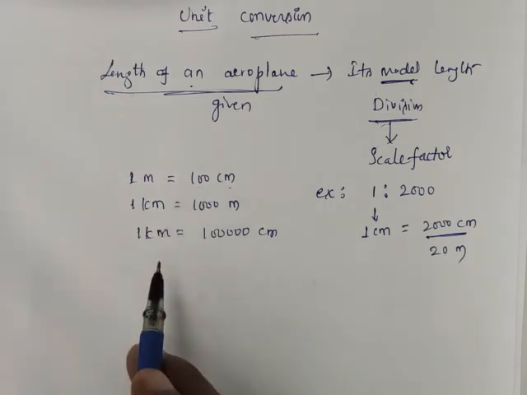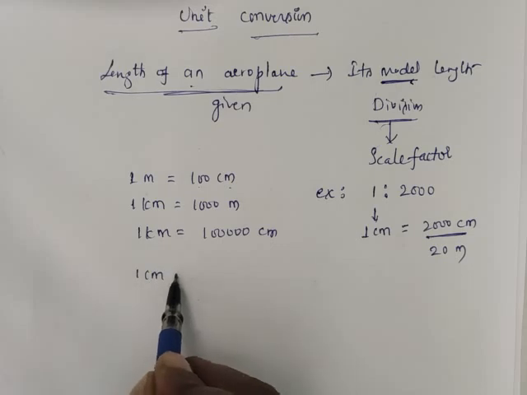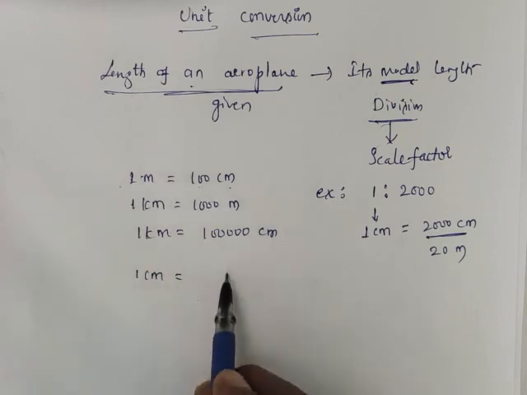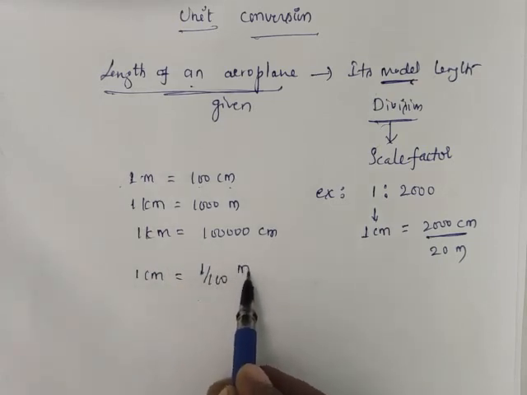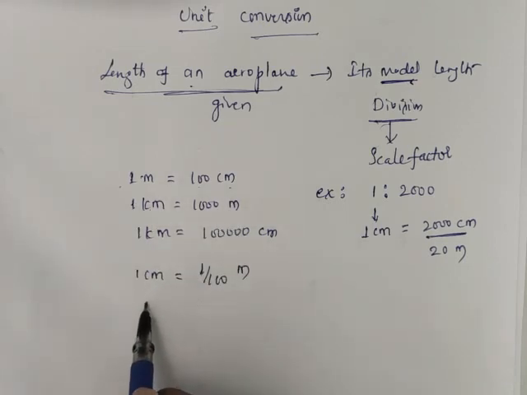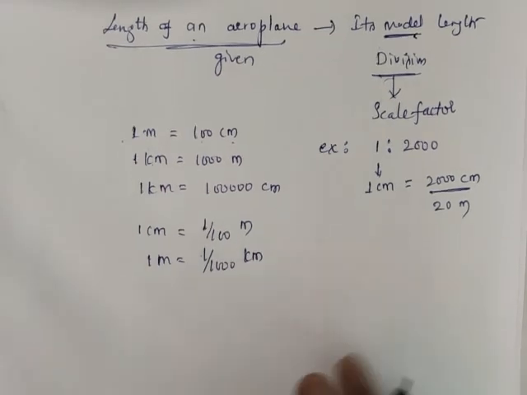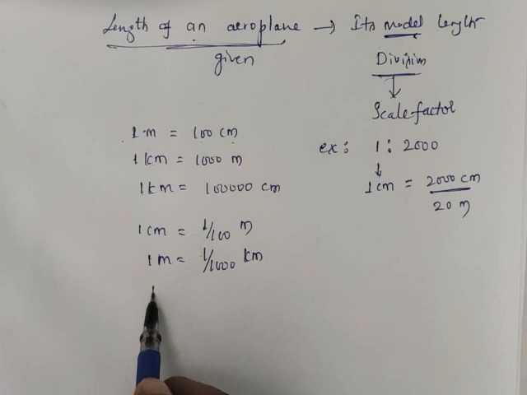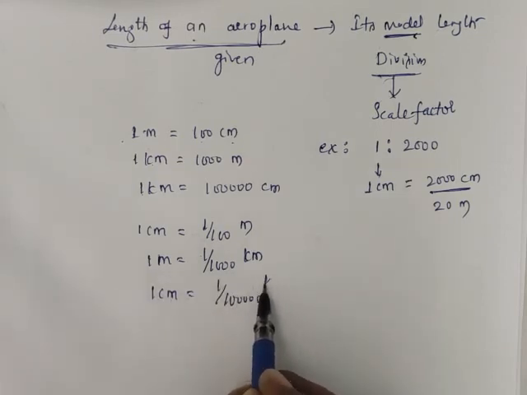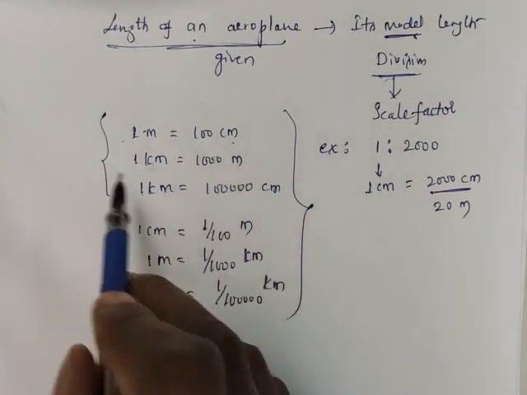So totally these three conversions. If they ask in reverse, if 1 meter is equal to 100 centimeters and you want to convert 1 centimeter to meter, the 100 shifts here and it becomes 1 by 100 meter. If you want to convert kilometer to meter, multiply by 1000. Meter to kilometer: 1 meter is equal to 1 by 1000 kilometer. Centimeter to kilometer: 1 centimeter is equal to 1 by 1 lakh kilometer. So these six are very important. If you know these three, the other three are just the reciprocal form.